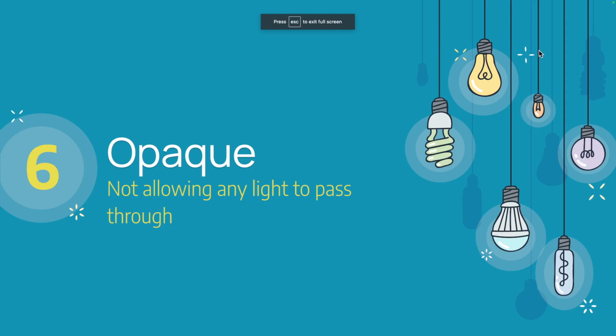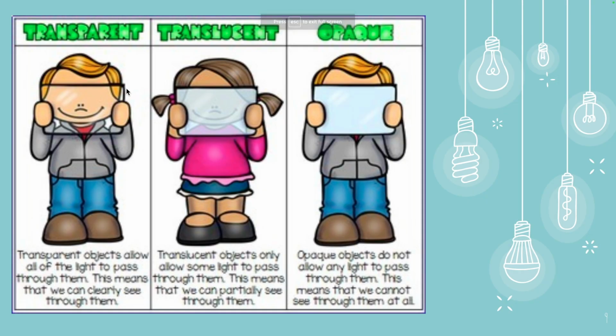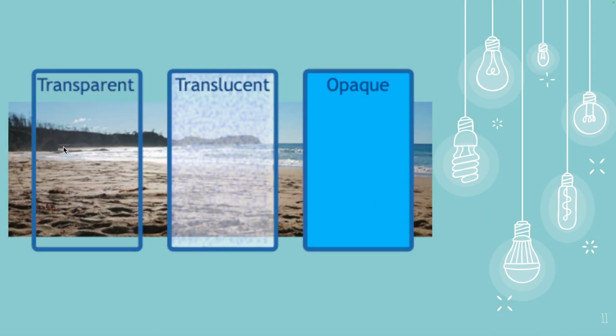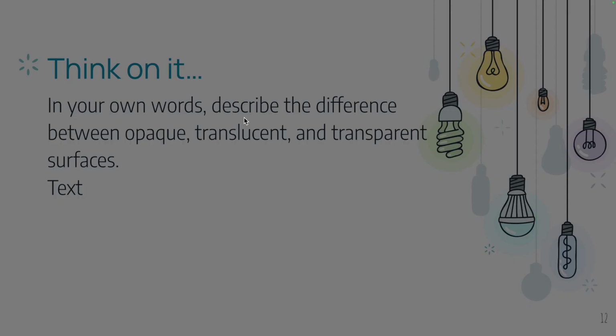So wrapping things up here with your slide, let's just review again. Transparent, translucent, opaque. Here's another example. Opaque, translucent, and transparent. And then here's another one, transparent, translucent, and opaque.